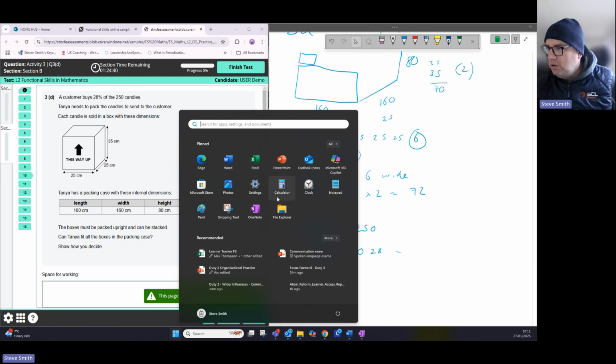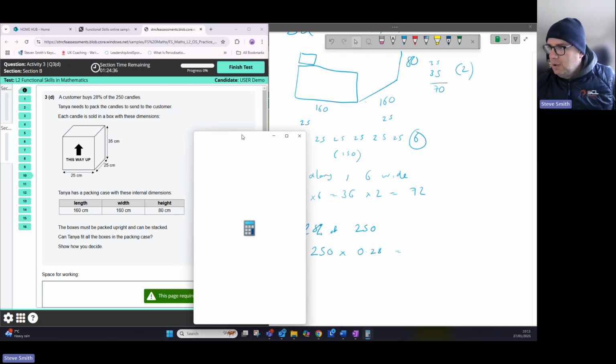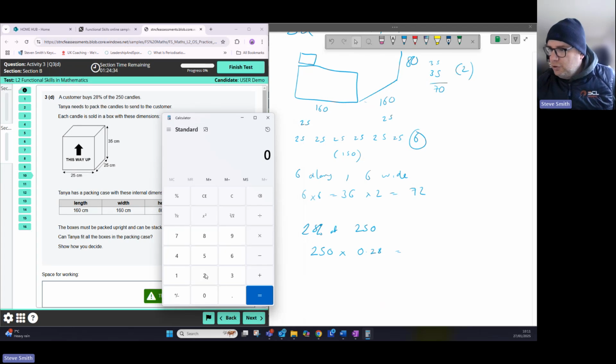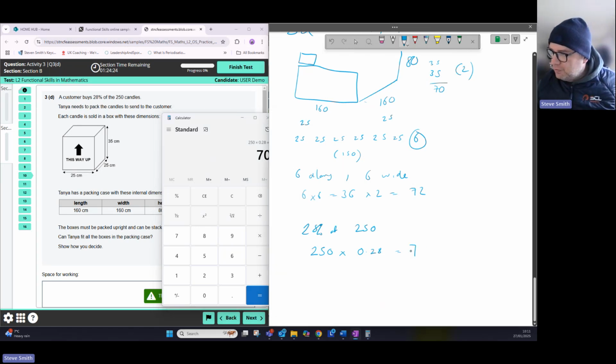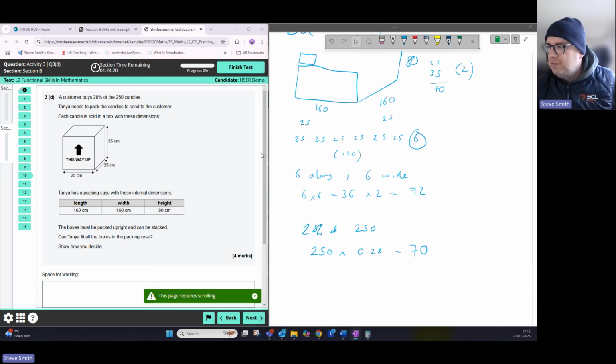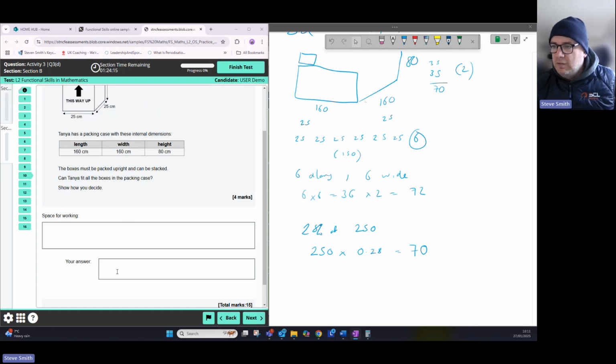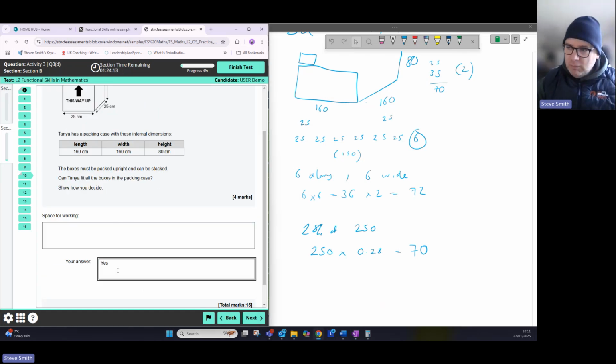So let me get my calculator open. Sorry, I should have done that. Here we go. 250 times 0.28 gives us 70. So we know that 28% of 250 is 70 candles. We can fit in 72. So can we fit them all in? Yes is our final answer, because that's the justification.